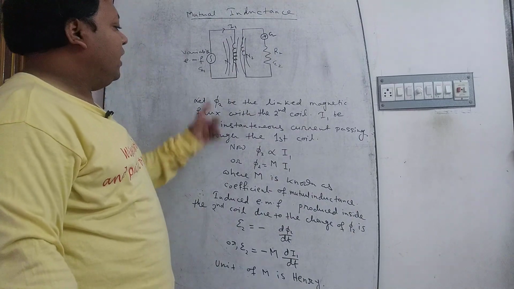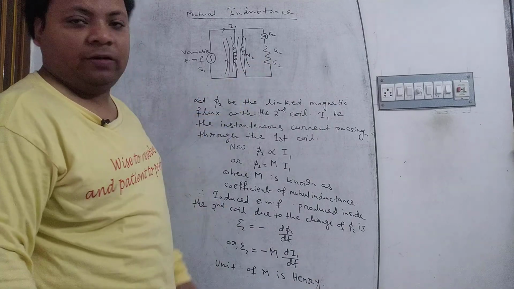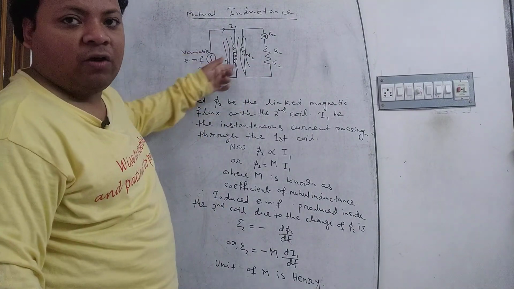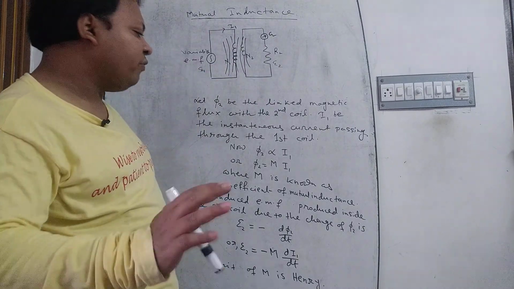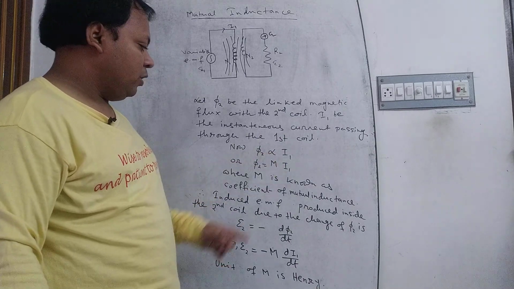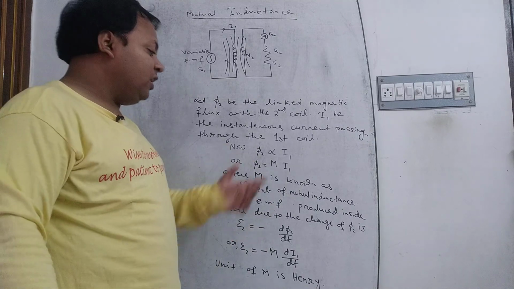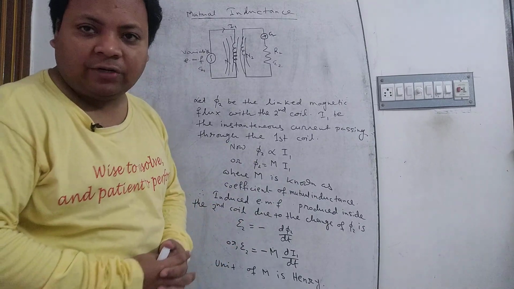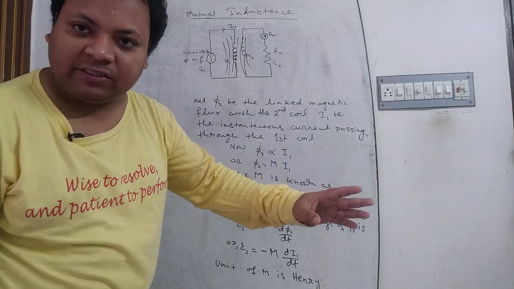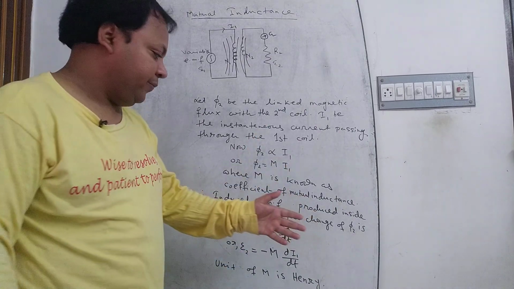Let phi 2 be the linked magnetic flux with the second coil and I1 be the current passing through the first coil. Therefore, we can write that phi 2 is directly proportional to I1, or phi 2 is equal to capital M into I1. Here capital M is the proportionality constant. Capital M is known as the coefficient of mutual inductance, and the unit of capital M is also Henry.